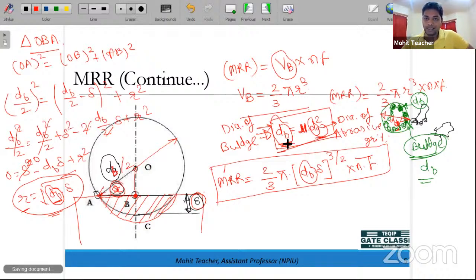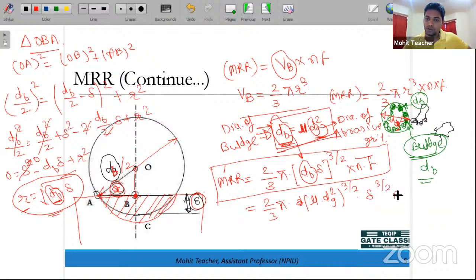So you can place this value of DB over here. When you place it, it will become 2 by 3 pi into DB raised to 3 by 2, so it will be mu into dg square raised to 3 by 2, and delta 3 by 2 into n into f. So this will be 2 by 3 pi into mu raised to 3 by 2 into dg cube, delta raised to 3 by 2 into n into f.